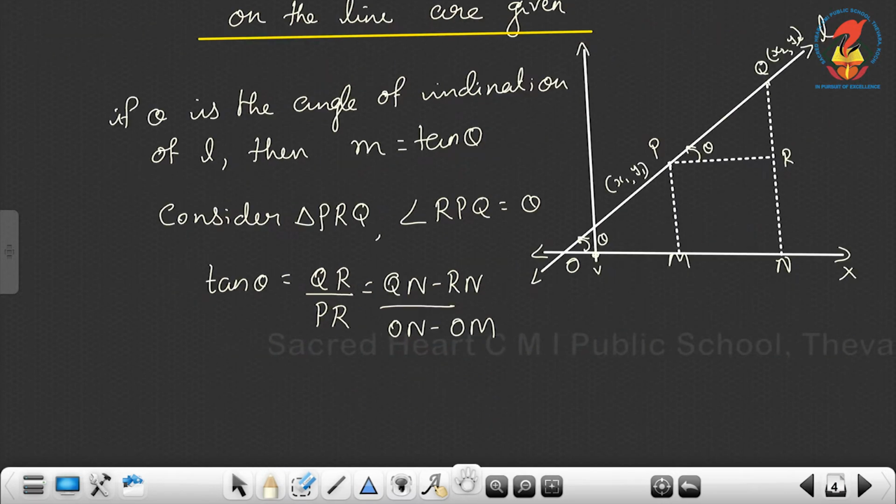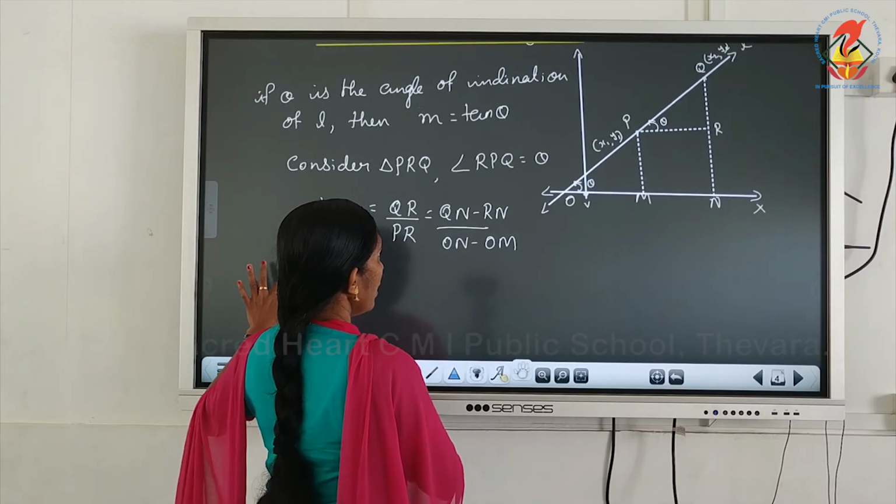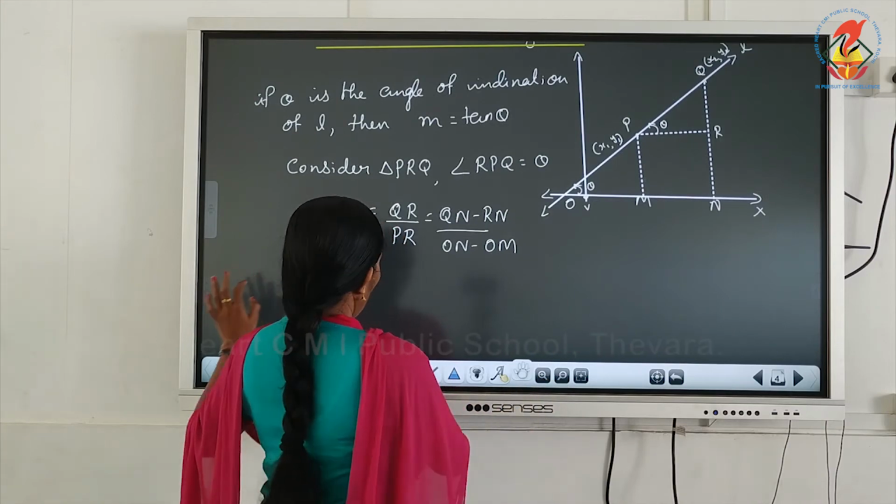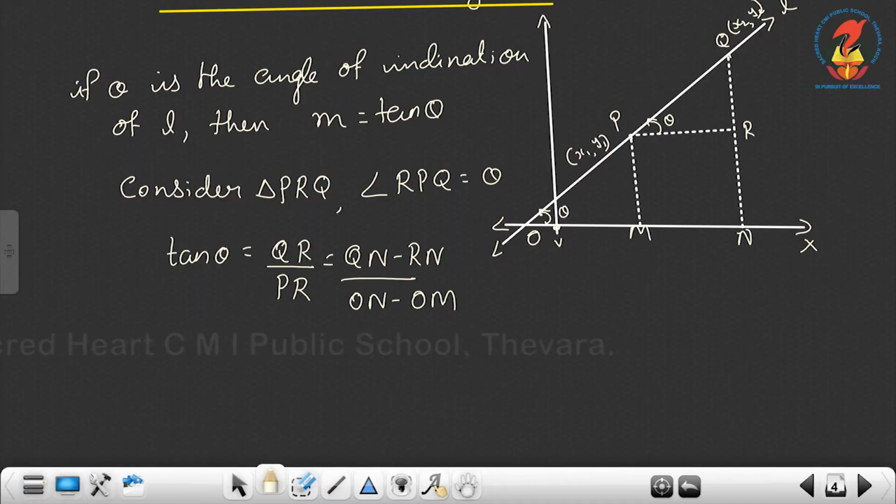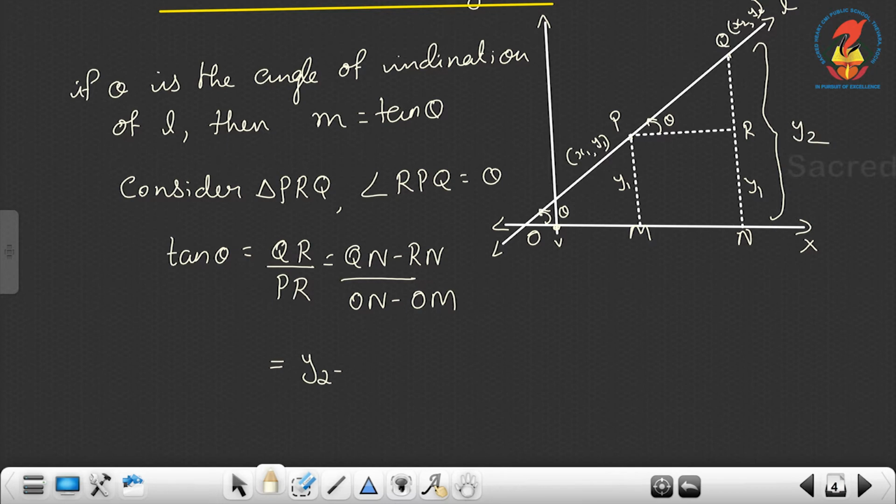What is Qn? Qn is the y coordinate. Qn is equal to y2, isn't it? Qn, it is y2. What is Rn? Here (x1, y1), that is, this length is y1. This one is y1, this total is y2. So Rn is y1. So y2 minus y1 by, what about On?